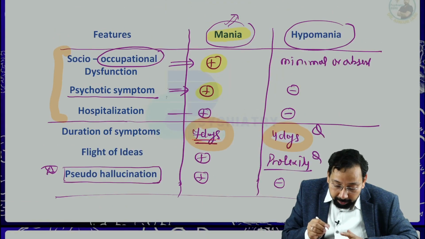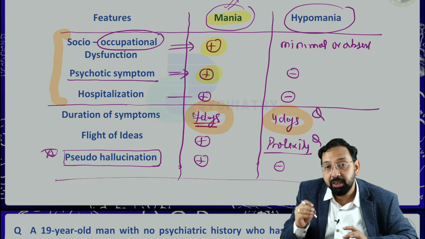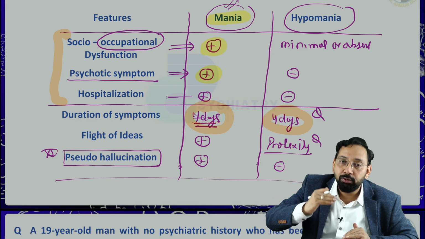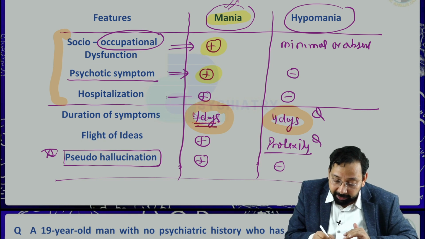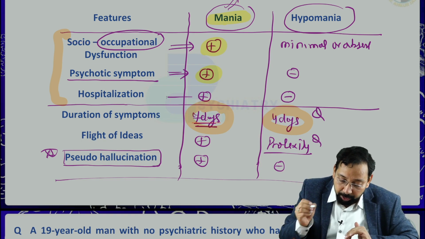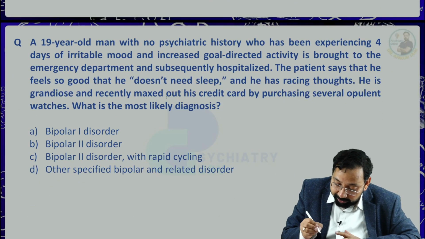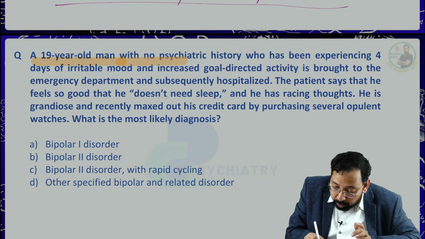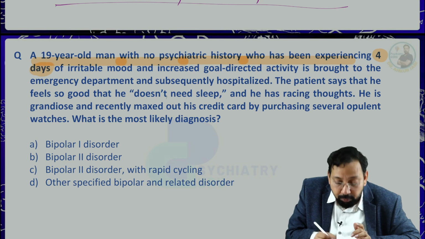So you will remember, if a patient is having a 7-day, 4-day, or 2-day history of symptoms, but symptoms are so severe, I will not wait for the 7 days. I will make the diagnosis of mania even after 2-3 days. Means duration is not the criteria. Socio-occupational dysfunction is a more important point. So you solve this question, then you understand the importance of why I made this table. A 19-year-old man with no psychiatry history who has been experiencing symptoms for 4 days. So they try to confuse with 4 days.